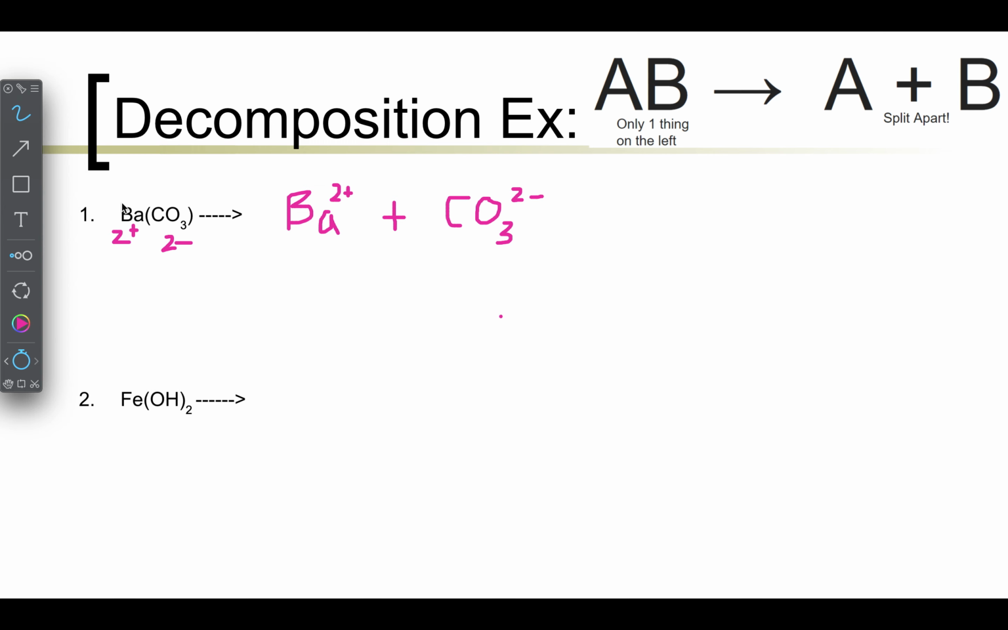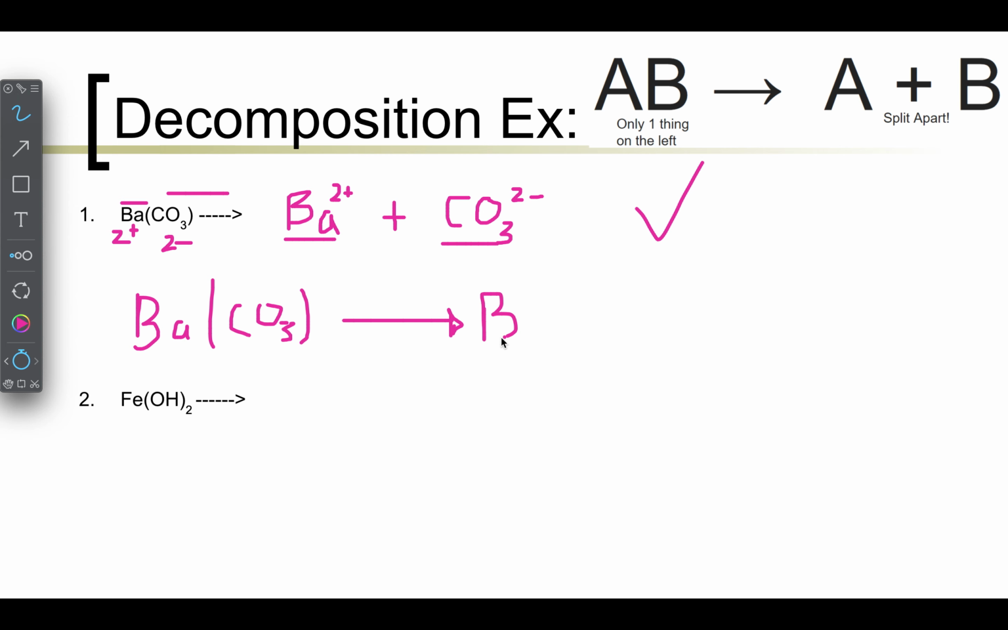We have, for step 5, 1 barium, 1 barium, 1 CO3, 1 CO3. It's all balanced. So our final equation is barium carbonate. Again, if it is in parentheses, it's a polyatomic. It's going to be different, right? Turns into barium plus carbonate. Okay, does that make sense?